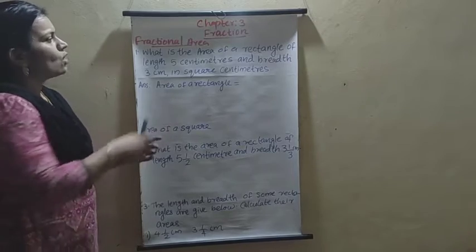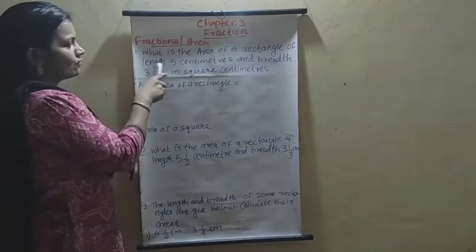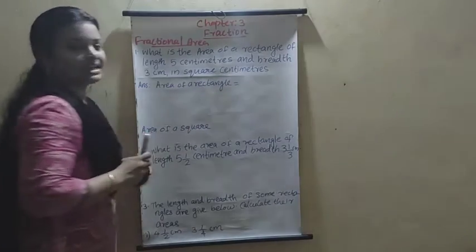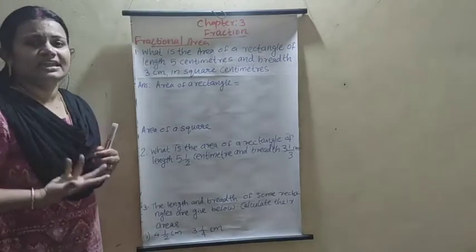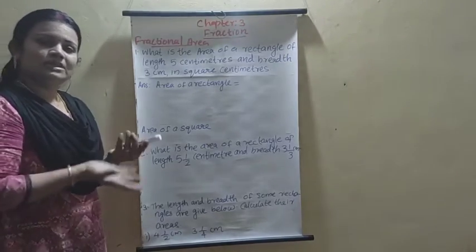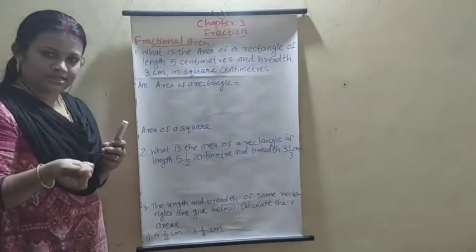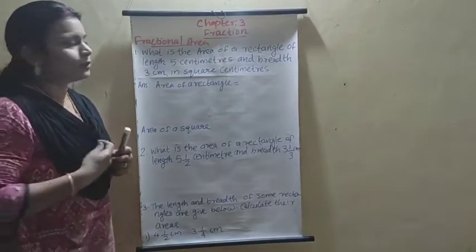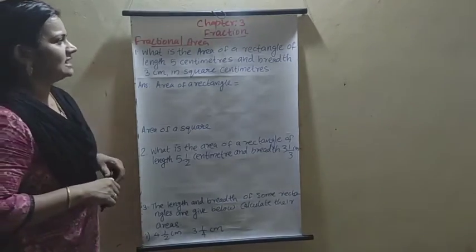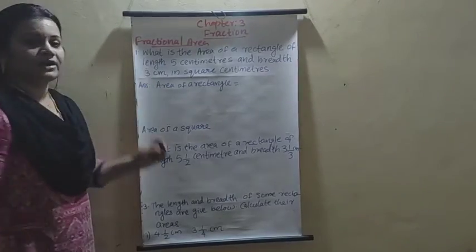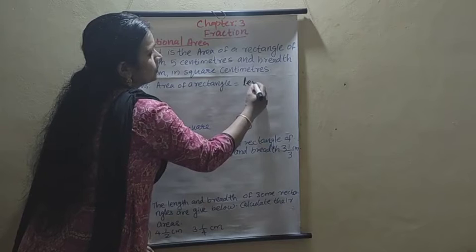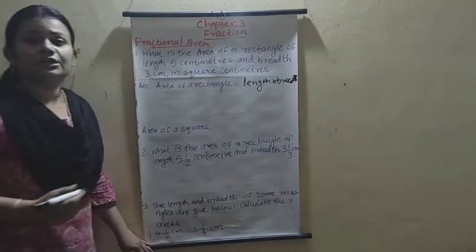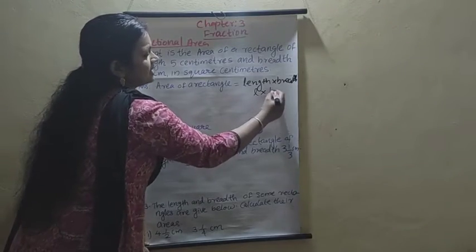The first question is, what is the area of a rectangle of length 5 centimeters and breadth 3 centimeters in square centimeters? What is the unit of area? Square units. Which unit is given? You write square centimeter, square meter, like that you are writing the units. So, first of all we are studying the area of a rectangle. Area of a rectangle is equal to length into breadth. Length means L, breadth means B.